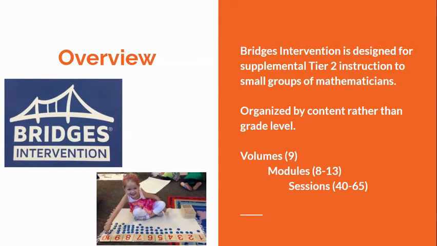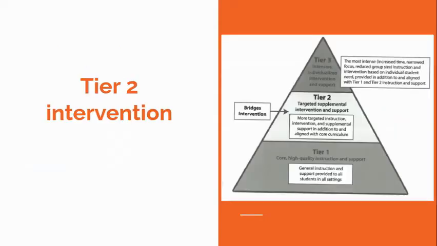It's important to note that Bridges Intervention is organized by content rather than grade level, with volumes 1 through 4 addressing critical numeracy and computation skills at levels generally associated with kindergarten through 2nd grade, while volumes 5 through 9 do the same for levels generally associated with grades 3 through 5.